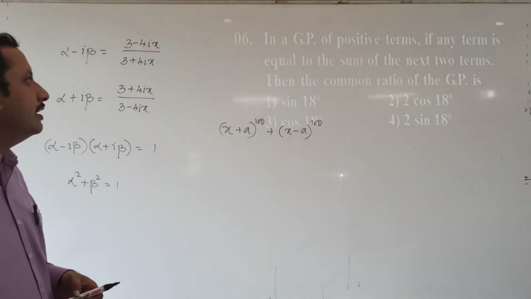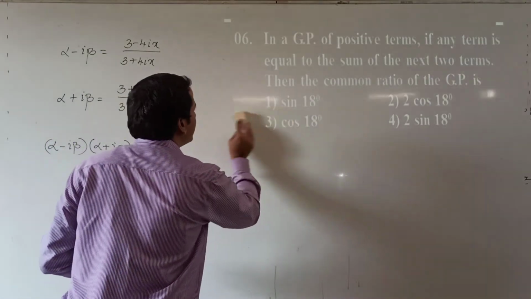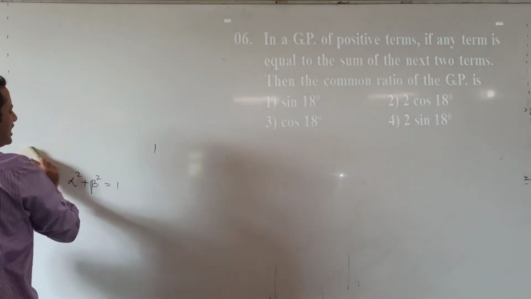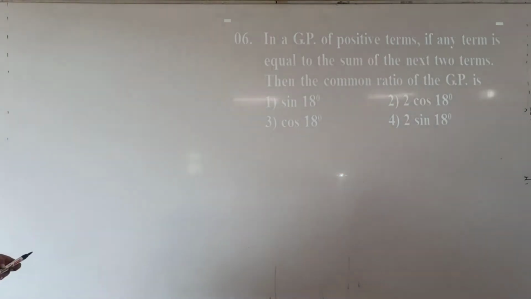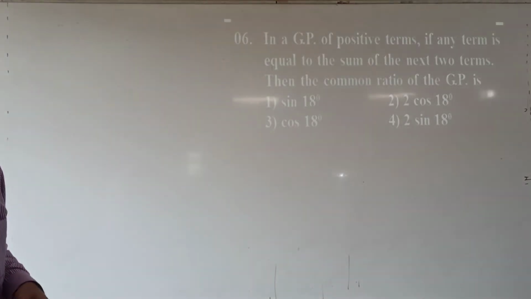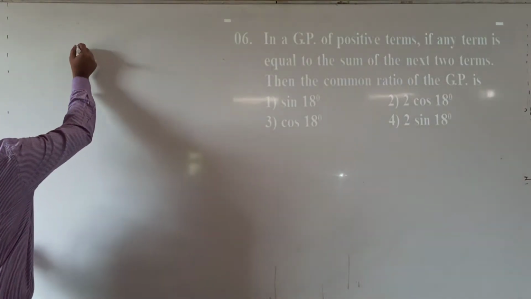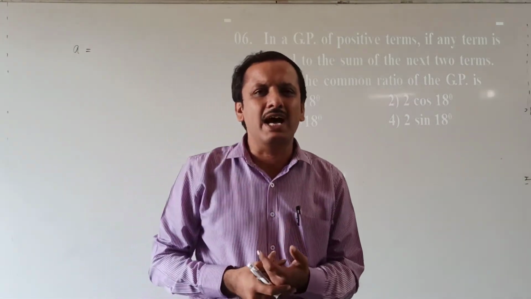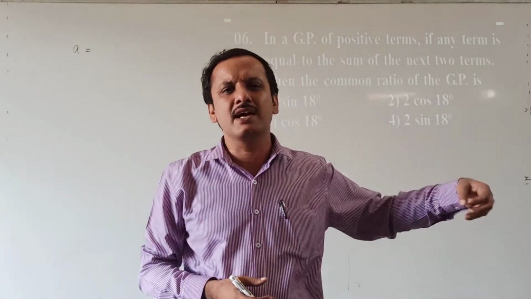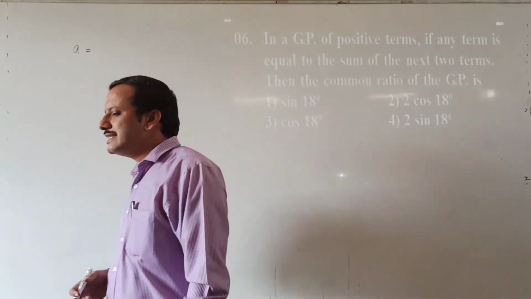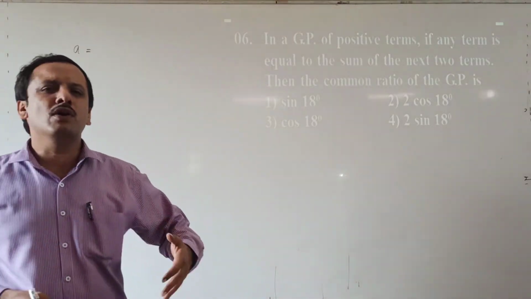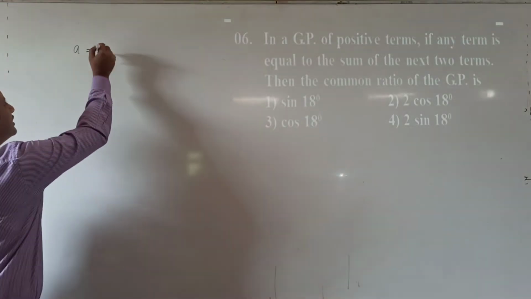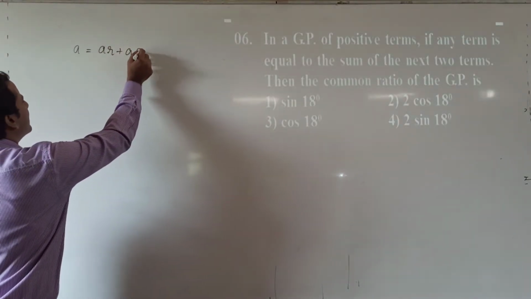Then the sixth question. In a GP of positive terms, if any term is equal to the sum of the next two terms, then the common ratio of this GP is. Any term is equal to the sum of the next two terms. So I will take a GP with first term A and common ratio R. So the first term is A, the second term is AR, then AR square, AR cube, etc. So it says that any term is equal to the sum of the next two terms. So the first term is equal to the sum of the second and third, which means AR plus AR square.